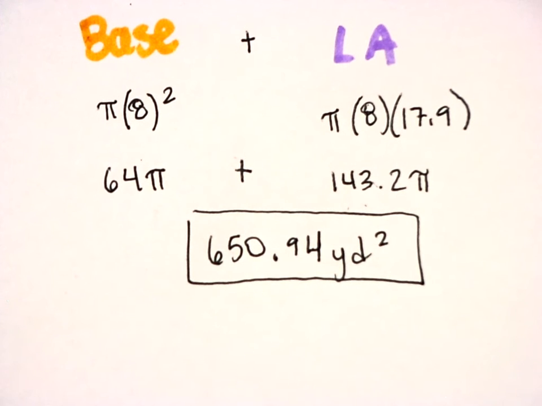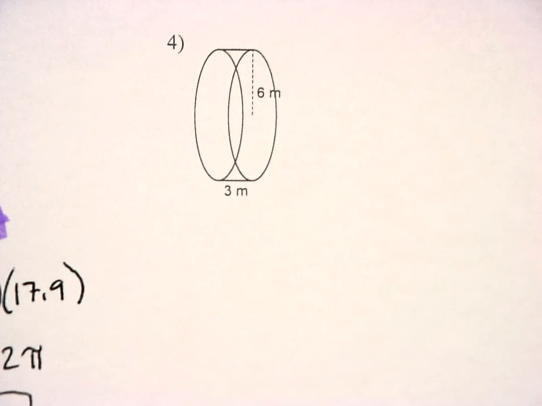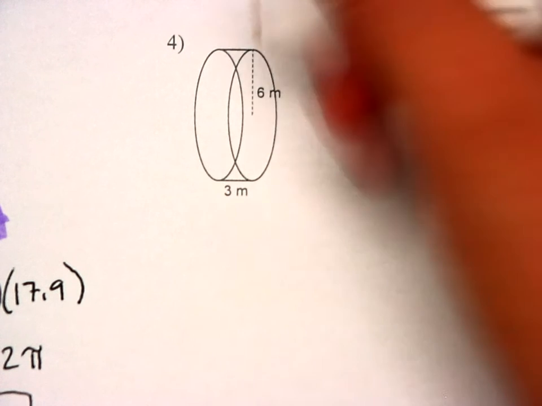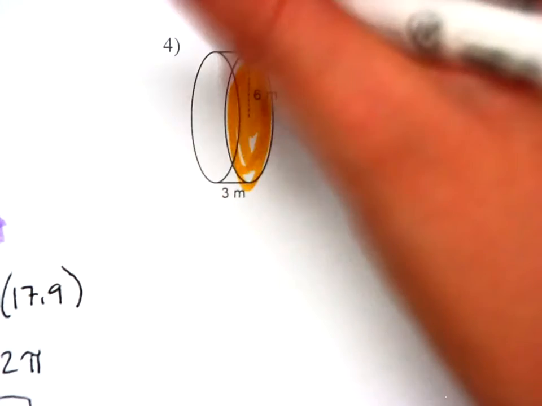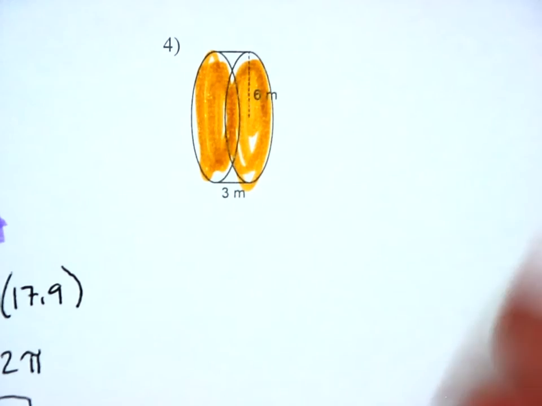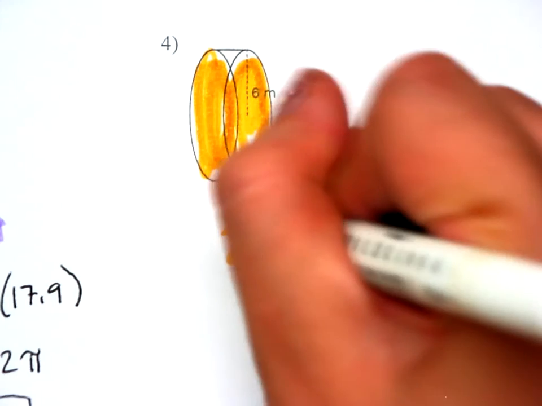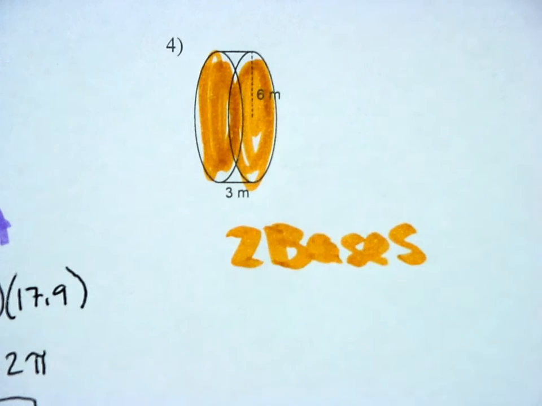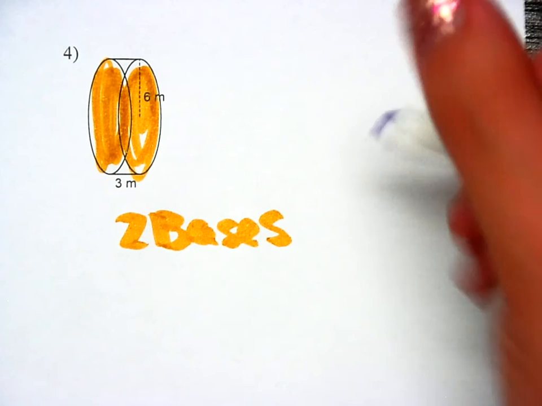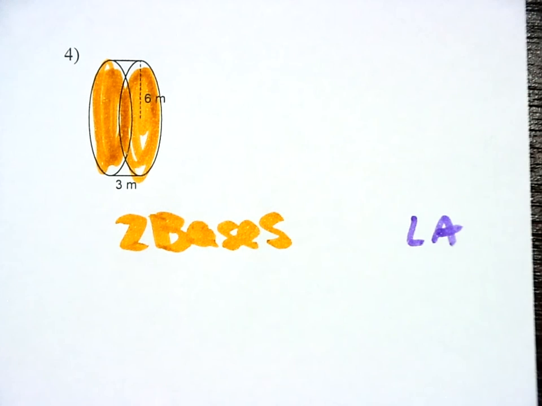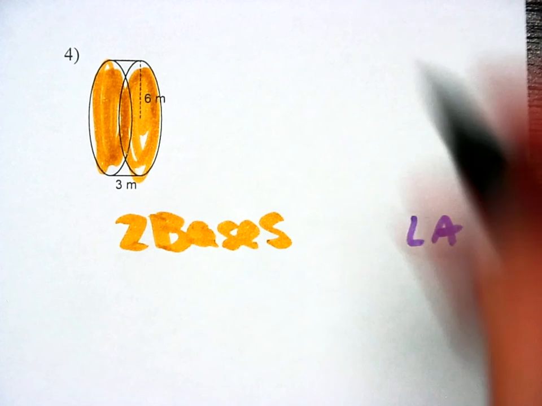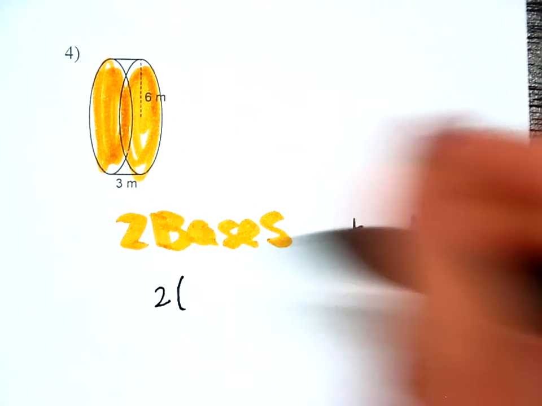Okay, the last one is a cylinder again. This one's on its side. So let's remind ourselves the two bases are these circles right here and right here. Okay, two bases and our lateral area. I'm not going to color that one. Let's zoom out just a little. All right, so for our two bases, don't forget that times by 2.